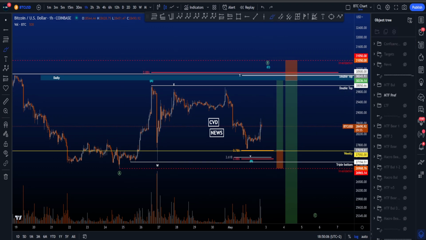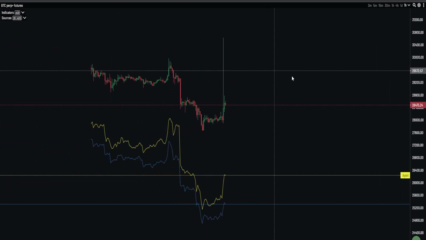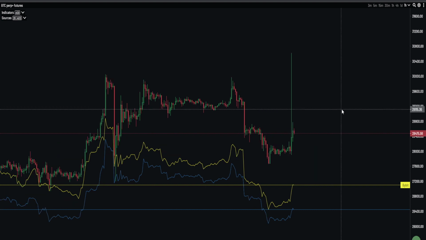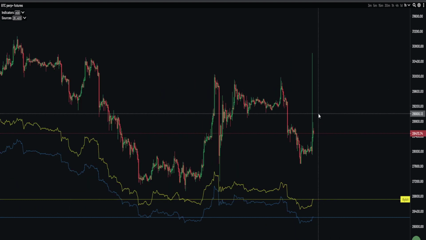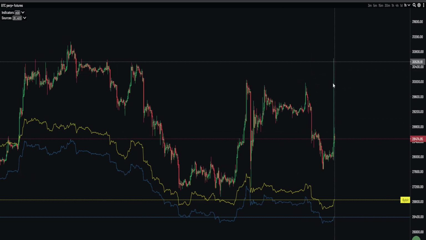And actually, I do have to show you something. This doesn't happen very often, gotta be honest, but you see this massive wick on my CVD chart over here. This wick went all the way up to 30.6k. Now, this is very, very unusual. I rarely ever see a big wick on my CVD chart. But if we have a look at this wick, because wicks tend to be filled eventually, so maybe this wick is going to be filled.